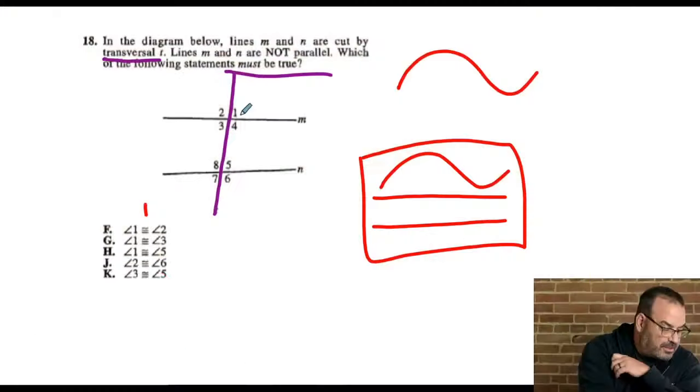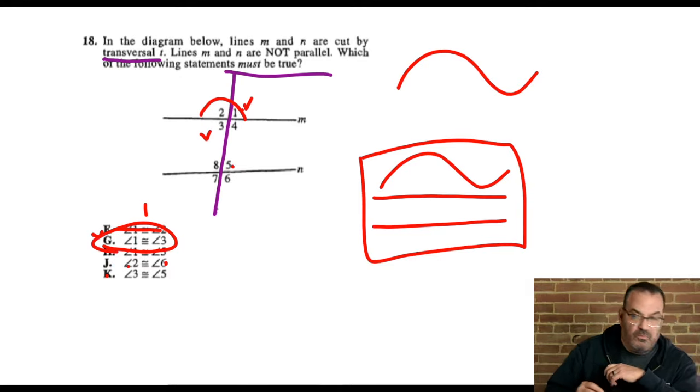So 1 is congruent to 2. What must be true? Nope, that doesn't have to be true. 1 is congruent with 3. That must be true. 1 congruent to 5, they're not parallel. 2 congruent to 6, they're not parallel. 3 congruent to 5, they're not parallel. The answer is 1 and 3 because they're vertical angles.